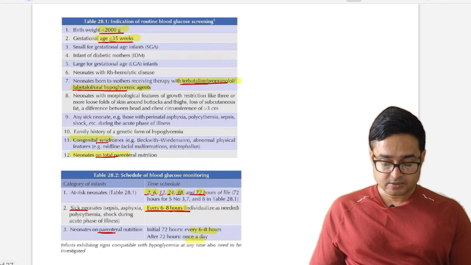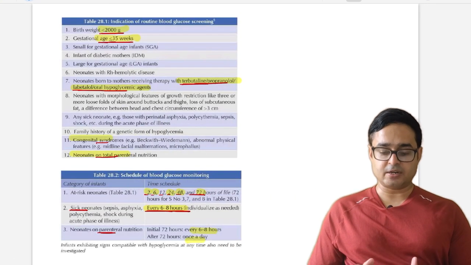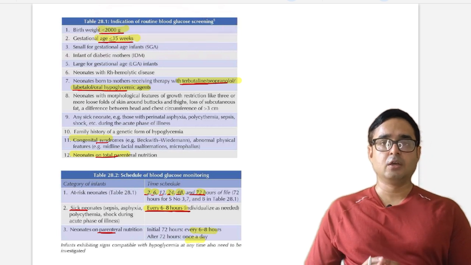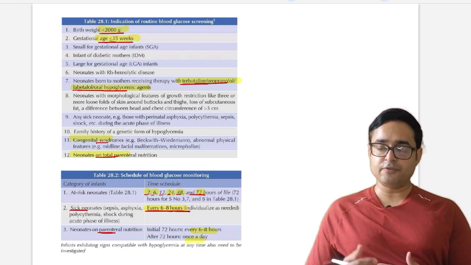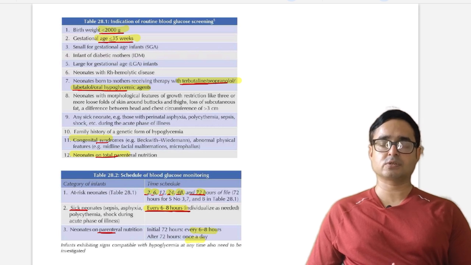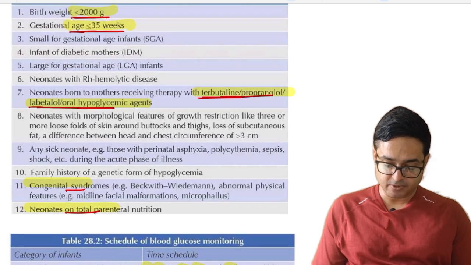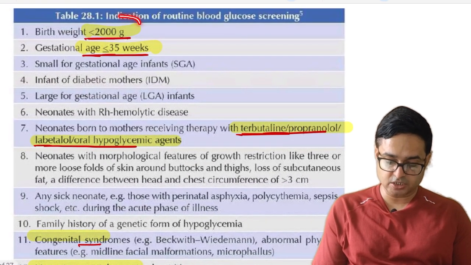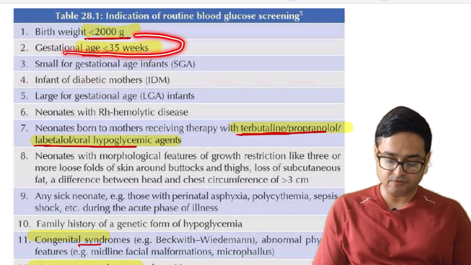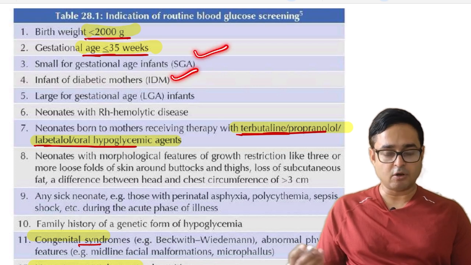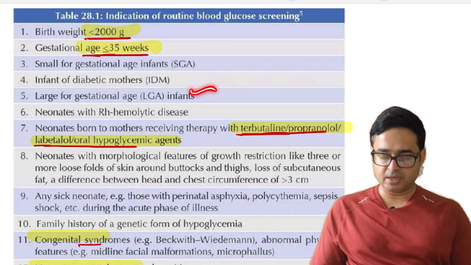This chart is important. This chart shows the indications of routine blood glucose screening. You will not screen every neonate in your nursery or postnatal wards for blood glucose. If birth weight is less than 2 kg, you will screen that patient. If gestational age is more than 30 and less than 35 weeks, you will do it. SGA, IDM, obviously you will do. LGA babies, you will do.